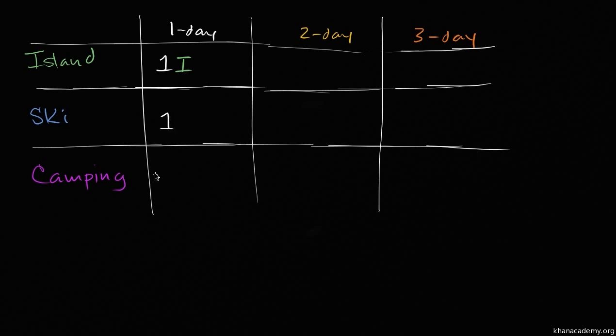All of these are going to be 1 day, right? Because of the 1 day column. All of these are going to be 2 days, and all of these are going to be 3 days because it's in the 3 day column. And all of the ones in this row are going to be island trips. So it's 1 day island trip, 2 day island trip, 3 day island trip. This second row, it's all ski trips. 1 day ski trip, 2 day ski trip, 3 day ski trip. And then finally, everything in this third row, they're camping trips. 1 day camping trip, 2 day camping trip, 3 day camping trip.